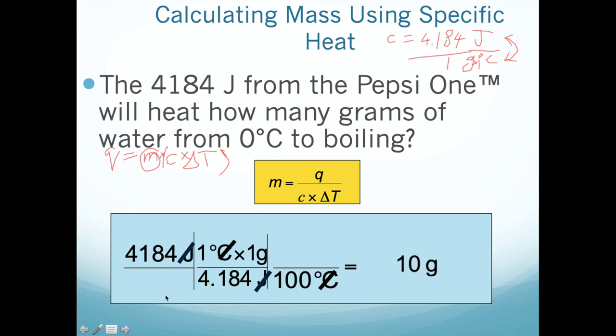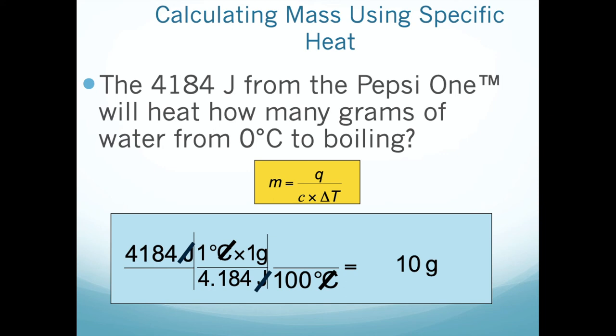So if we plug this into our calculator, 4,184 times 1 times 1 divided by 4.184 and also divide by 100. Okay, or you could multiply 4.184 times 100 first and then take 4,184 divided by that answer. You'll get the same thing, which is 10 grams. Okay, so there's 10 grams of water. That's how much water we could heat up with 4,184 joules.